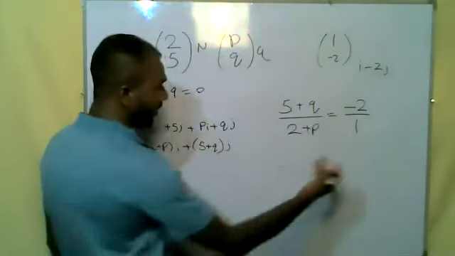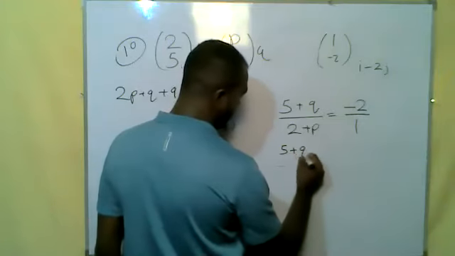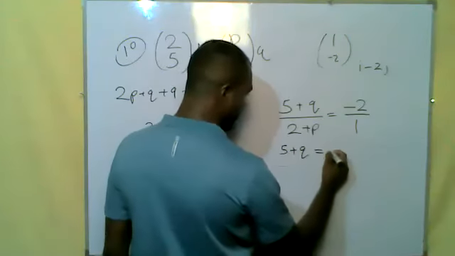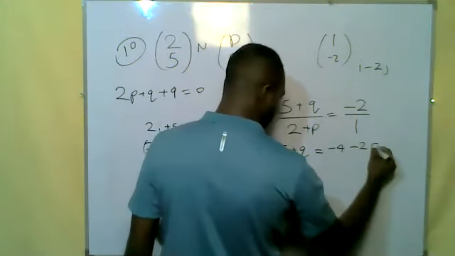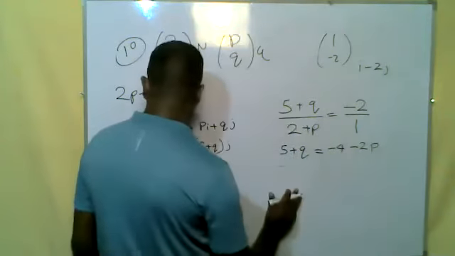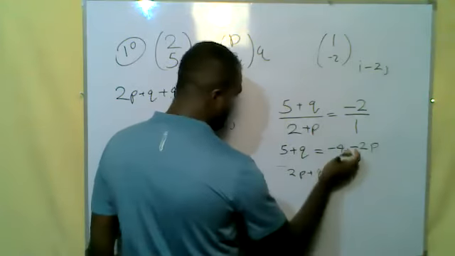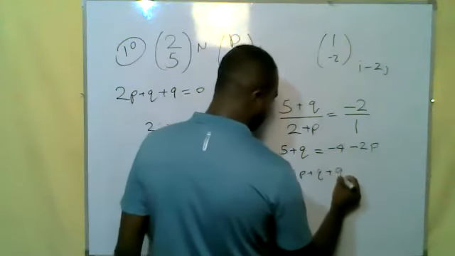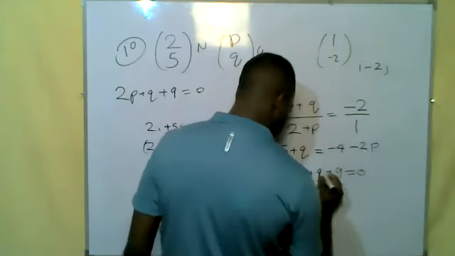Let's see. When we do the cross multiplication, we get 5 plus q on this side. On the other side, we get minus 4 minus 2p. When we take everything to one side, what are we getting? 2p plus q, and this minus 4 becomes plus, so equals 0. Yeah, part 1 is done. See.